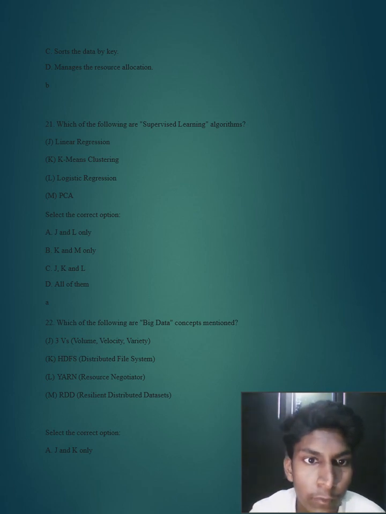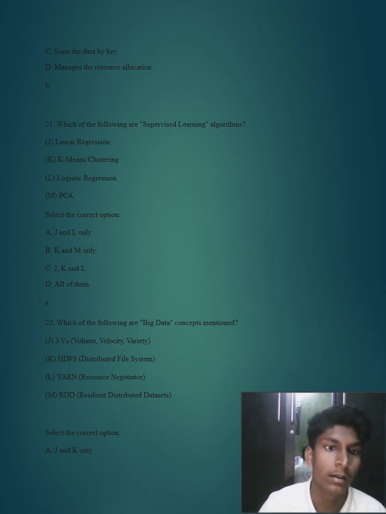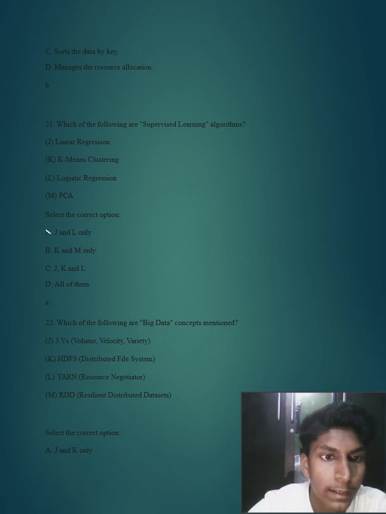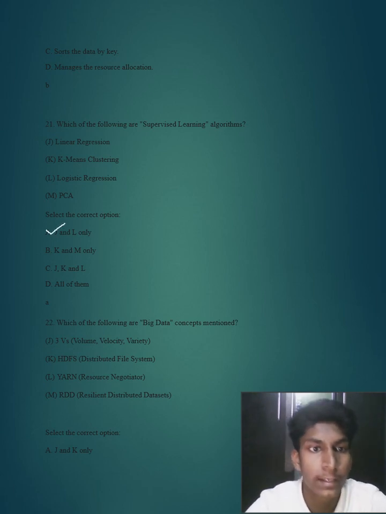Question number 21. Which of the following are supervised learning algorithms? J, linear regression; K, K-means clustering; L, logistic regression; M, PCA. And the options are given as A, J and L; B, K and M; C, J, K and L; and D, all of them. So the correct option is option A, that is J and L only. That is linear regression and logistic regression only.